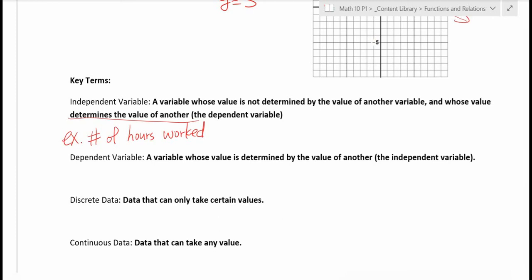Basically, essentially, time is always an independent variable because time does not depend on anything. Your age, right? That does not depend on anything.